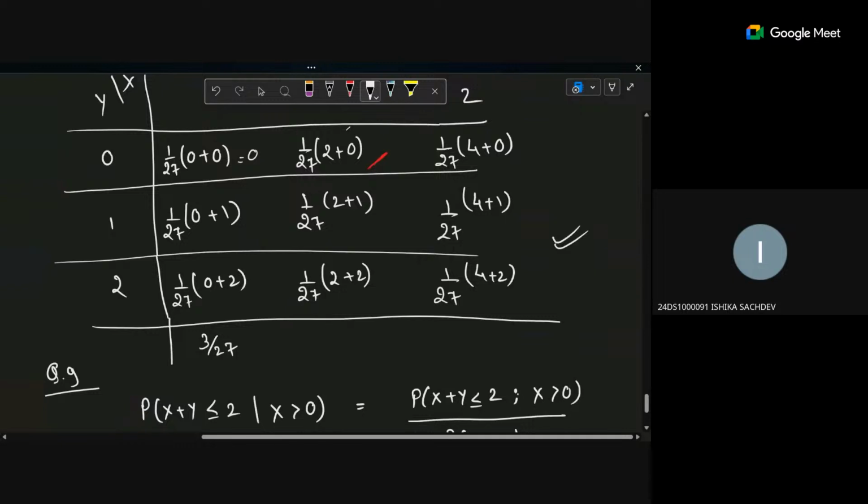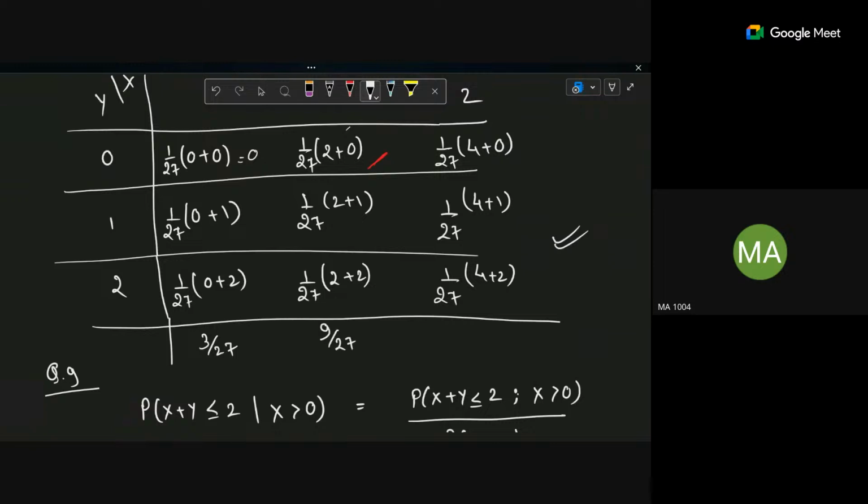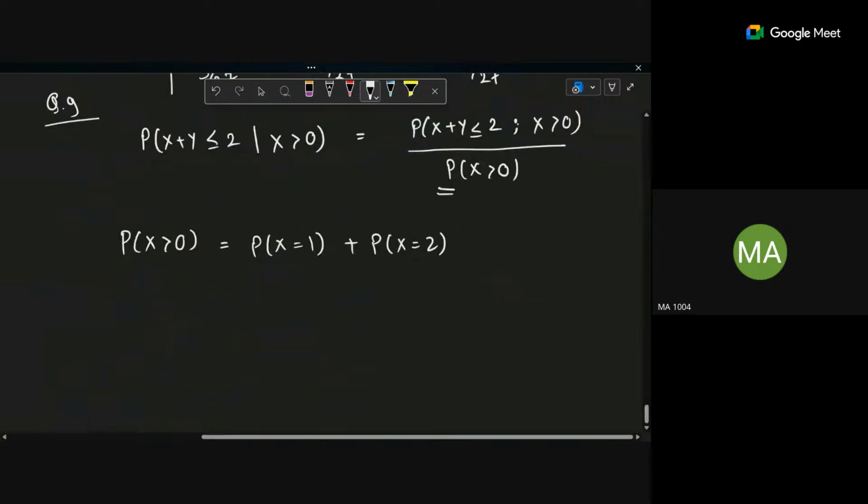3 by 27, 9 by 27, 15 by 27. Okay. So the probability that x is greater than 0 is what? 9 by 27 plus 15 by 27, right? Yes, ma'am. That's 24 by 27.